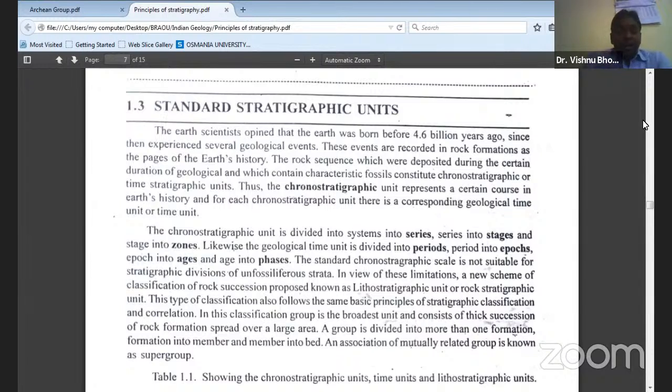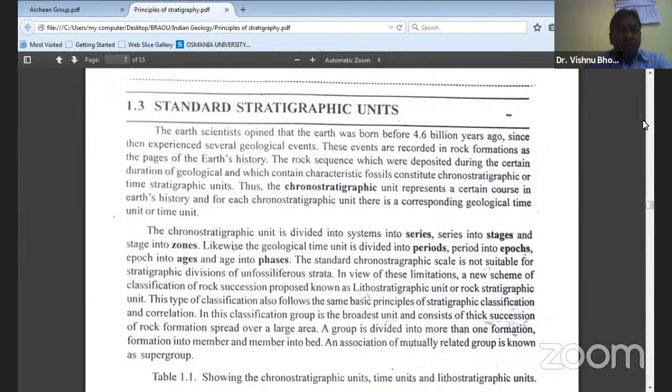This is the standard chronostratigraphic scale. It is not suitable for stratigraphic divisions and for unfossilized, sparse data also. So some limitations were there.